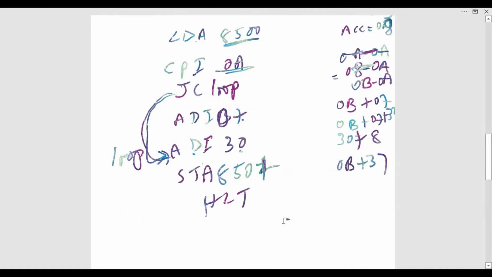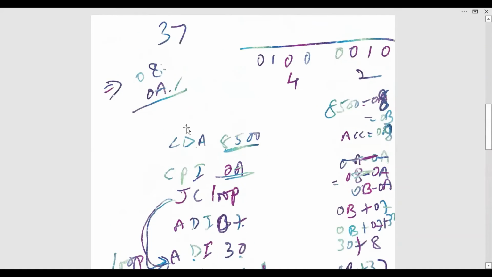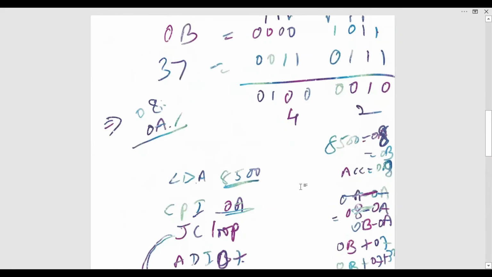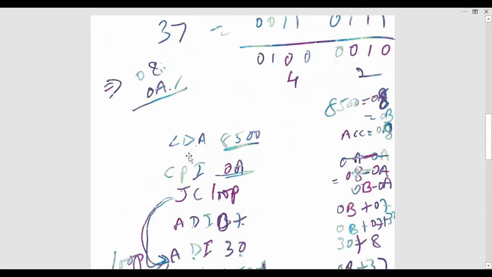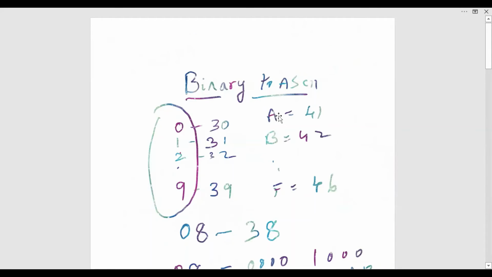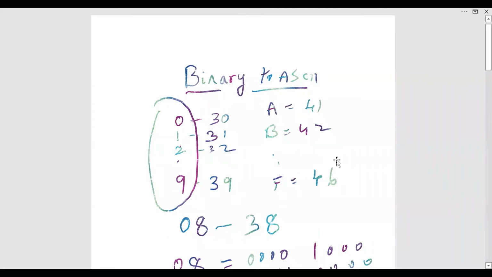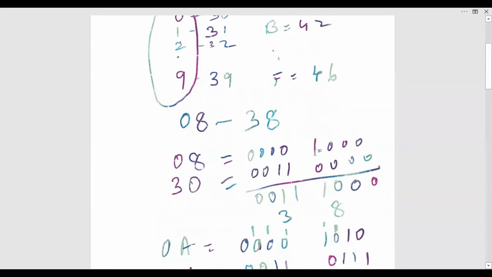So in the assembly language program, we have to do the comparison to check whether the given number is less than A or greater than A. For that, we have to perform the comparison. If it is less than A, that is, if there is carry, the number is lesser, add 30. If there is no carry, add 37. Then we'll get its ASCII equivalent. So that is the program.